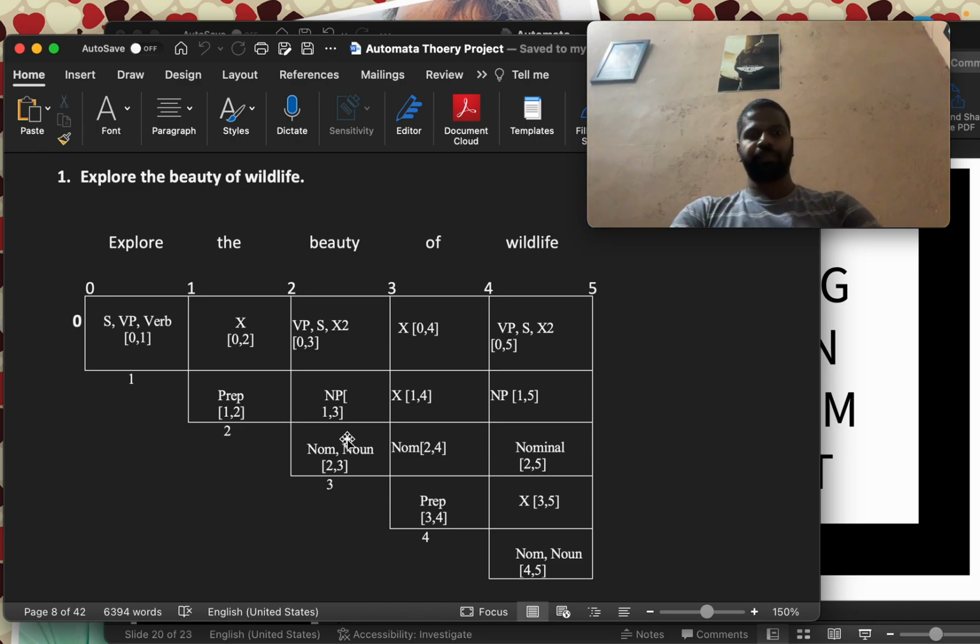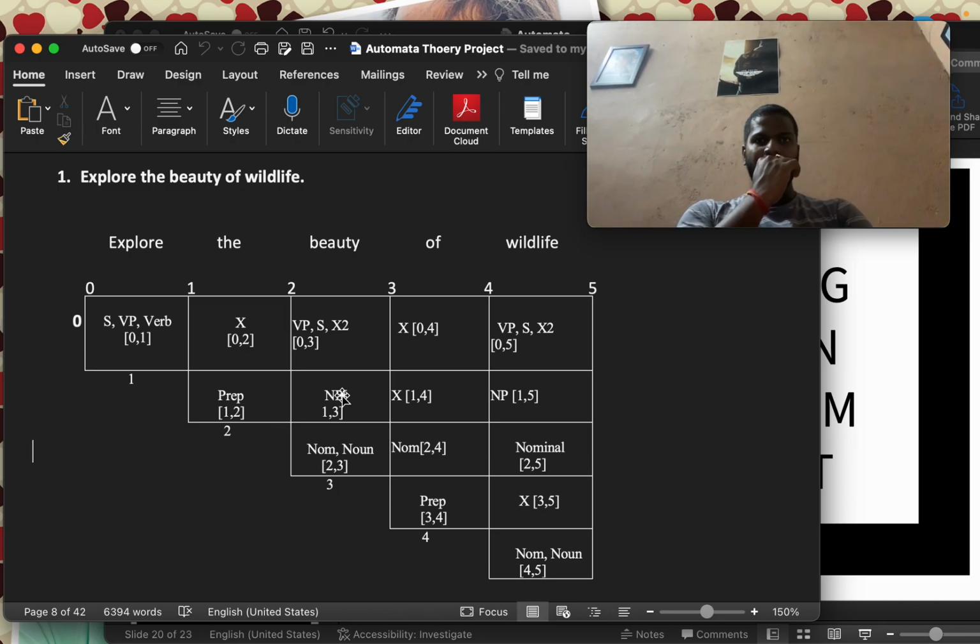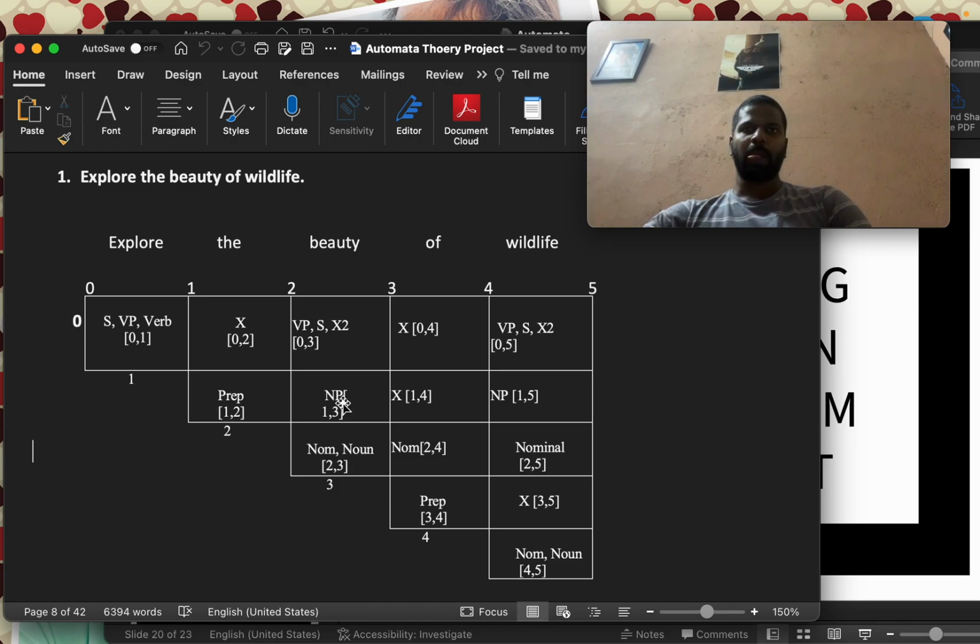2 3 is a nominal noun. This step indicates that the word at position 2 3 in the input sentence can be derived as a non-terminal symbol nominal noun, and it is derived from 1 3. 1 3 can be taken from 1 2 and 2 3. 1 2 and 2 3 gives a preposition nominal NP. This step combines the previously derived non-terminal symbols 1 2, which is a preposition, and 2 3, which is a nominal noun, to form a new non-terminal symbol NP.